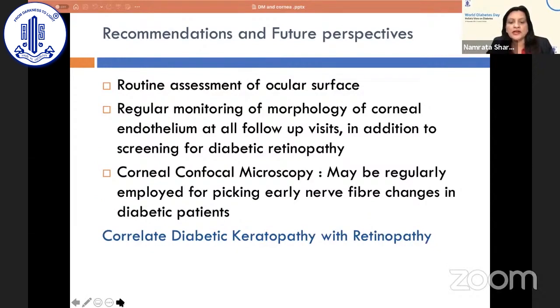So we do recommend that these things should be looked into in future, and however, we recommend that routine assessment of ocular surface should be done, corneal endothelium should be done, and corneal confocal microscopy is again a great tool, and correlate diabetic keratopathy or cornea changes with retinopathy.